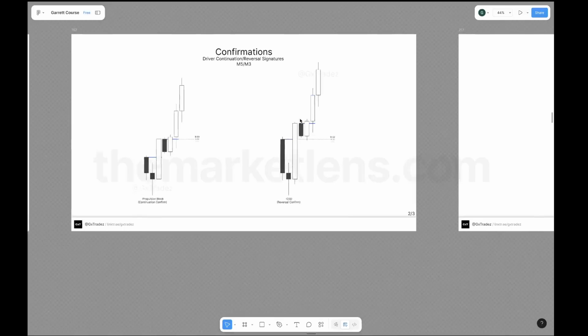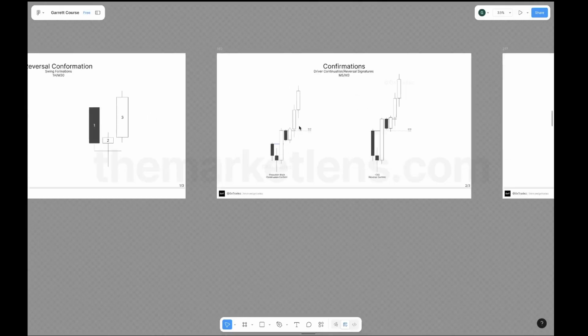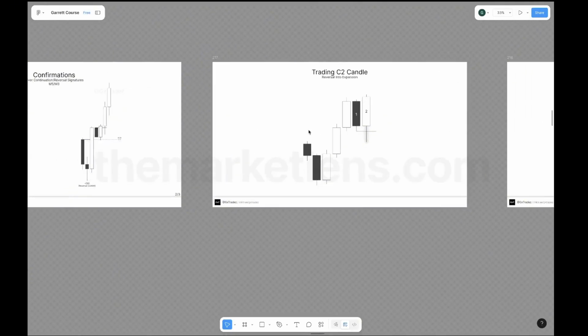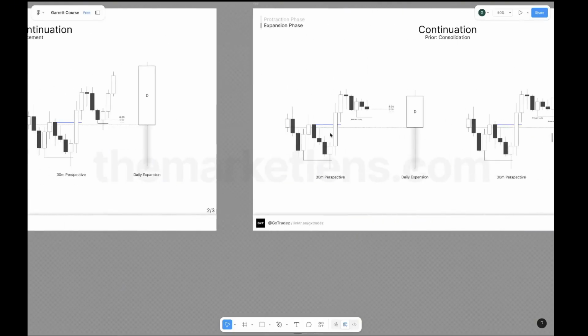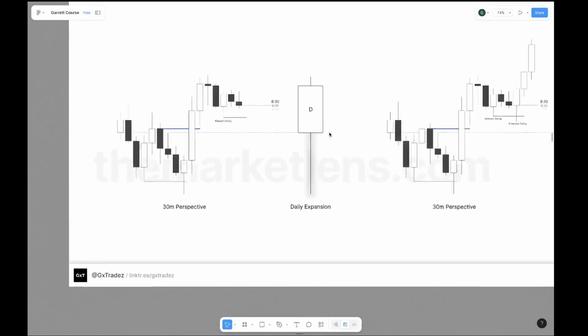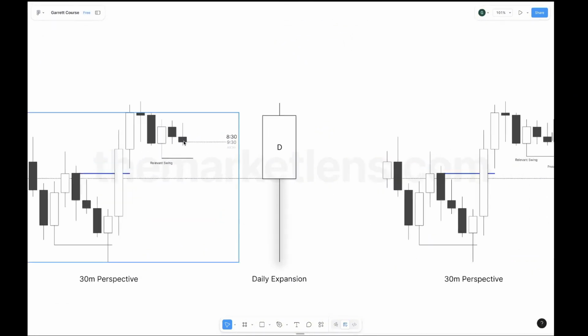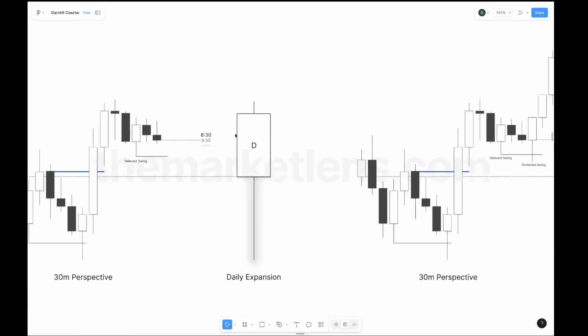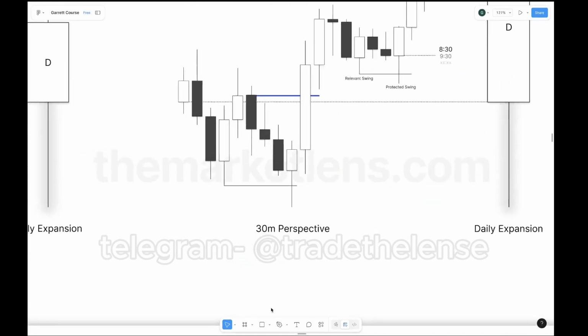What we know about drivers is they should be expanding away from the low of the day, or maybe away from a key level. Remember the stream we went over a couple of weeks ago, where we talked about if the driver expands into a key level, then I want it to reverse price. So it would look something like this. This is an example of how I would trade a candle two.